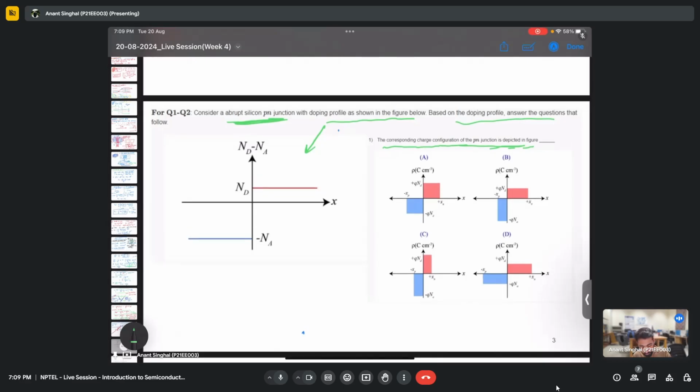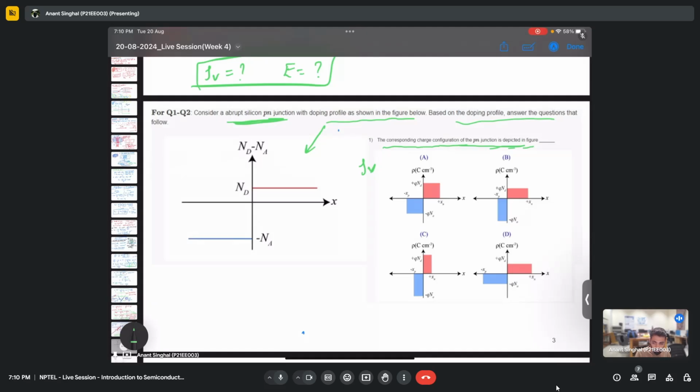I have already told you how to make the charge density plots. I have already told you how to make the electric field plots. So the first question belongs to the charge density. Maybe you can take 2 minutes and try to explain why you are choosing whichever option you are choosing. You can type your answers in the chat box and then we can have the explanation after that.